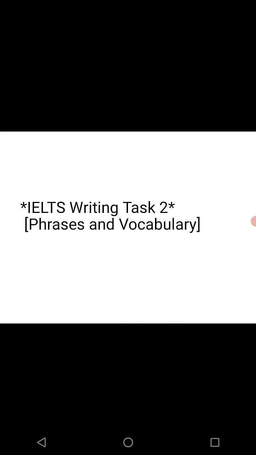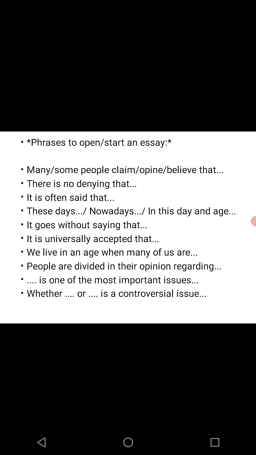And so we are going to study IELTS writing task 2 phrases and vocabulary. First, phrases to open or start an essay.